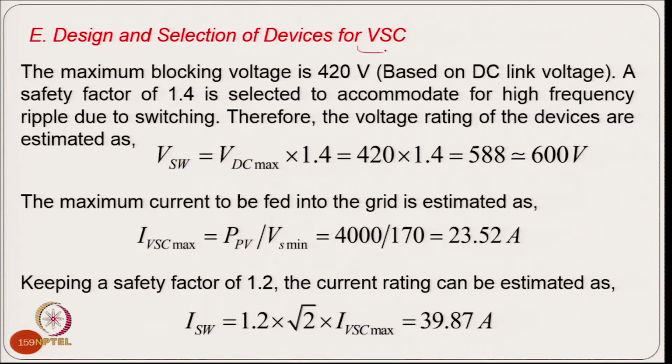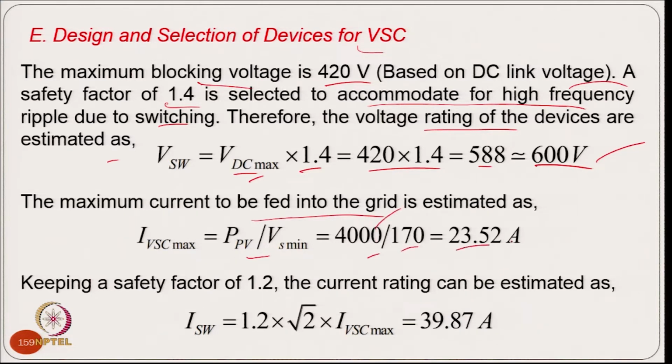Now, coming to the selection of devices for the voltage source converter, the maximum blocking voltage is 420 volt based on the DC link voltage. A safety factor of 1.4 is considered to accommodate the high frequency ripple switching, and therefore the voltage rating of the devices is 1.4 into Vdc. So it comes like 588 and we select 600 volt. Similarly for the current, we calculate the maximum current from power and voltage. So we get 23.52, and the switch current with the 20% factor on the peak current we get 39.87.